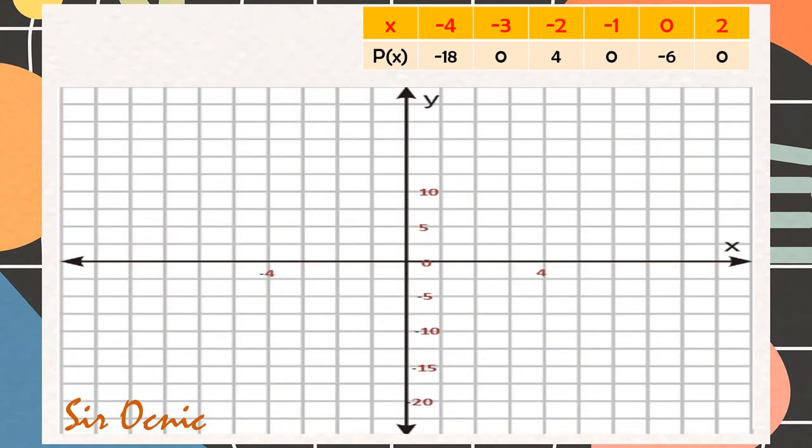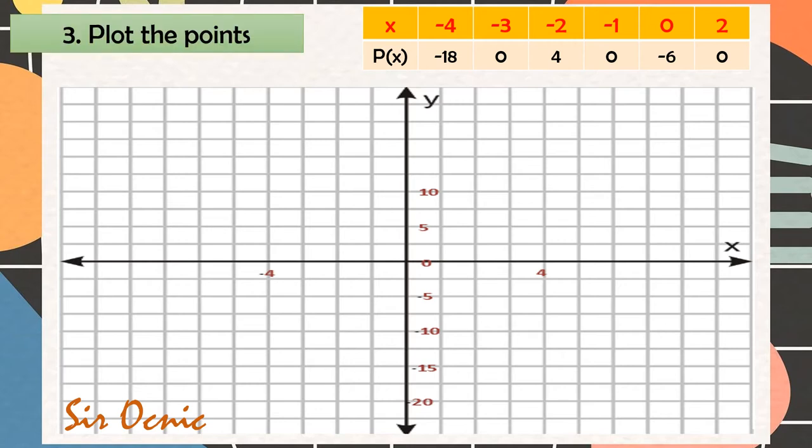The first ordered pair is negative 4, negative 18. The second one is negative 3, 0, which is an x-intercept of the polynomial function. The third one is negative 2, 4. We have negative 1, 0, 0, negative 6, and 2, 0.